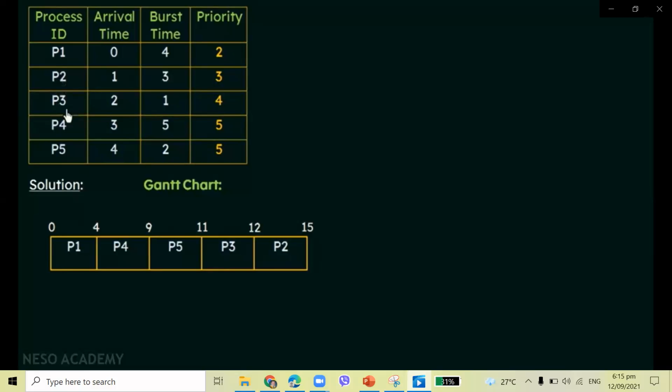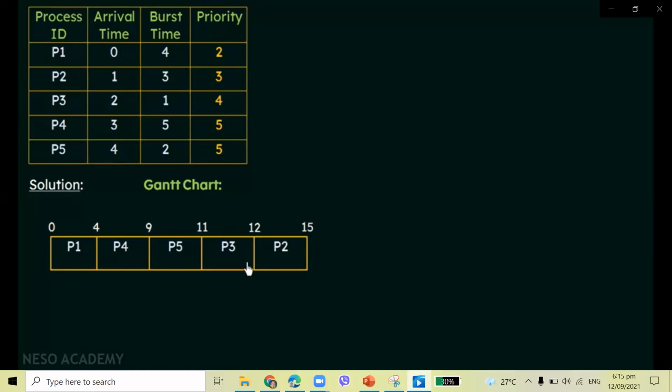Among P2 and P3, who has the highest priority? P3 has a priority of 4, which is higher than the priority of P2, which is 3. So P3 will be the next one to get the CPU when P5 releases it. How long will it execute? It will execute just for 1 millisecond, which is the burst time of P3. So from 11 to 12 milliseconds, P3 executes.